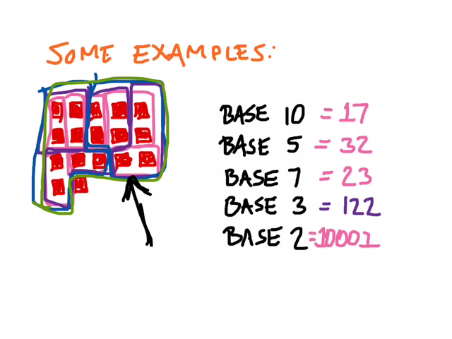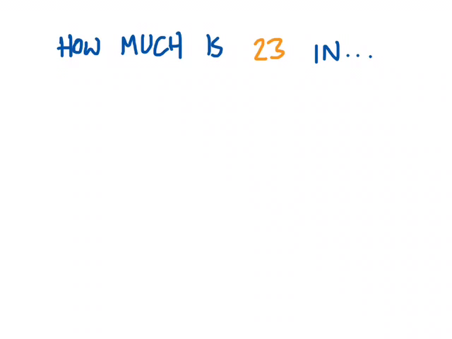The other thing that's interesting to think about is that we never changed the number of red blocks that we had here in the picture. So each of these numbers that we've written over here on the right represents the exact same amount of stuff. But depending on the base system you're using, it's represented in a very different way. So 17 in base 10 is the same as 32 in base 5, is the same as 23 in base 7, and so on.